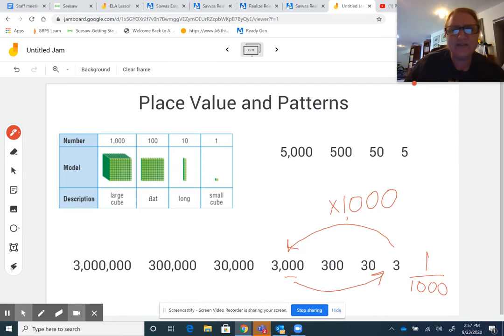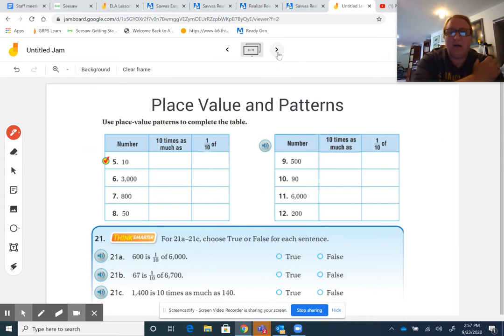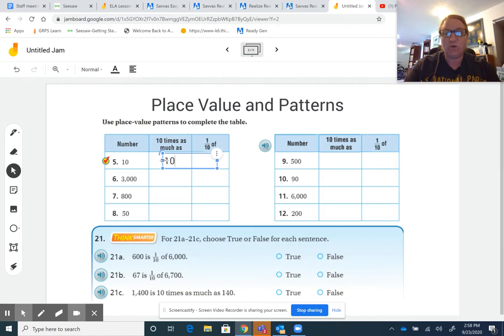I have 2 pages, I think, for this, maybe this page and one other page. So I would like to go through these. So let's do each one 10 times and then 1/10. And it's always going to be of the number that's listed under the number column. So we're going to go back to that number for both steps of that. So let's do the first one. It's 10. What is 10 times as much as 10? Or 10 times 10? The answer is 100, because 10 times 10 is 100.